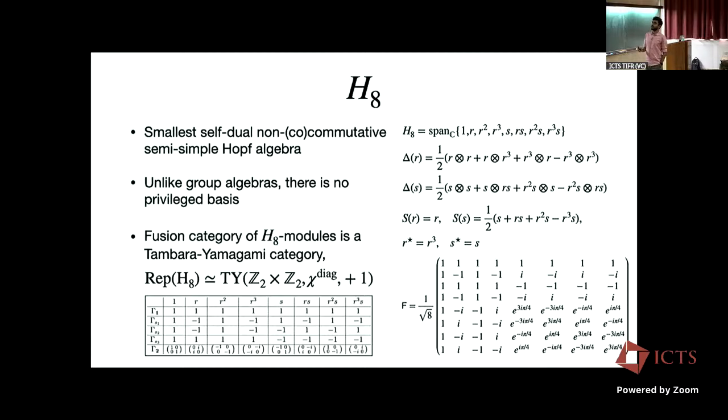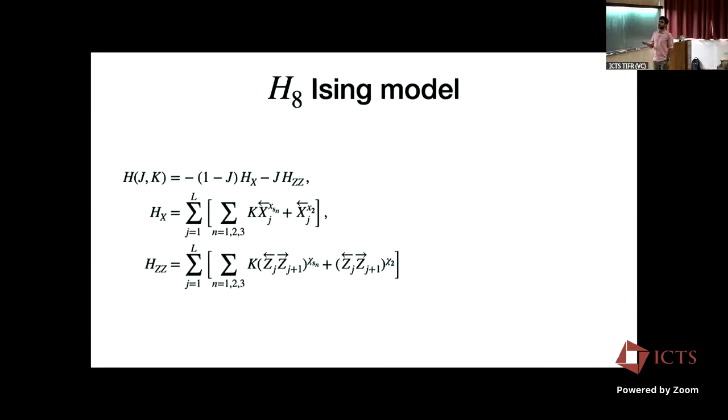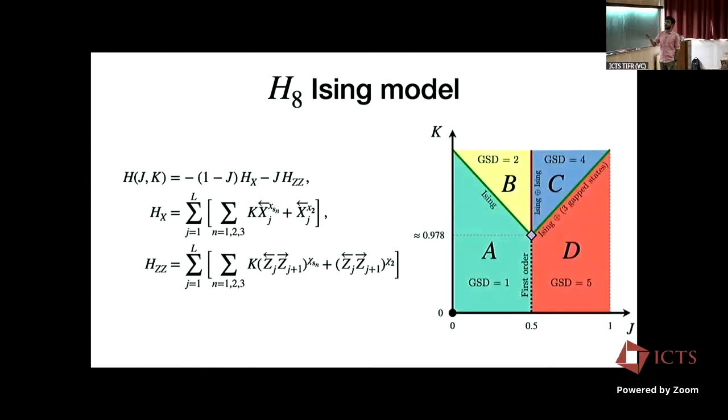Great. You can write down an Ising model with this. So you can write down X terms and ZZ terms. I've put a K as a relative weight between the 1D and 2D irrep. All the 1D irreps are added in a symmetric manner. And then you tune J. As you tune J, let's say K equals 0, you go through a first order transition, it turns out.